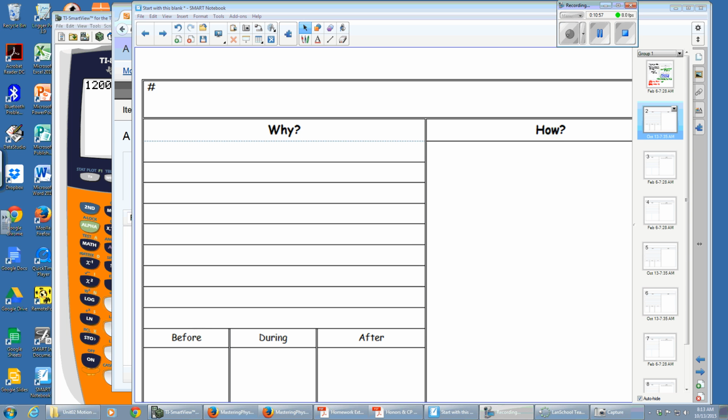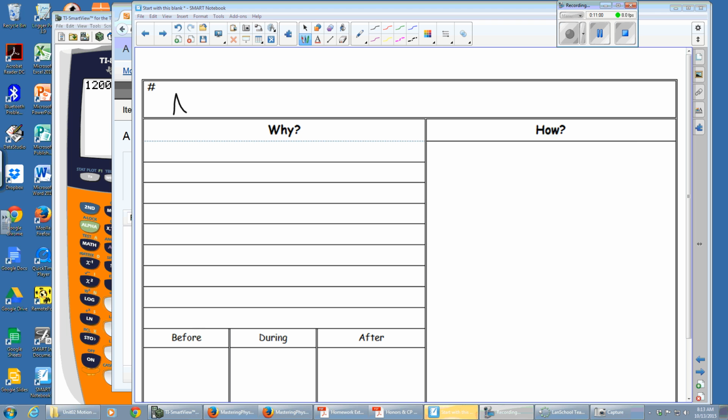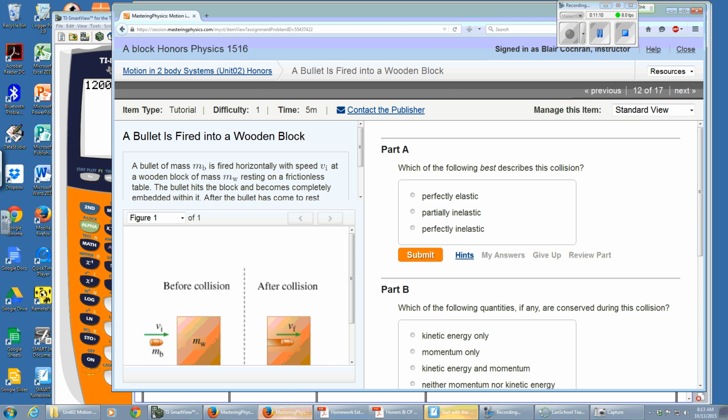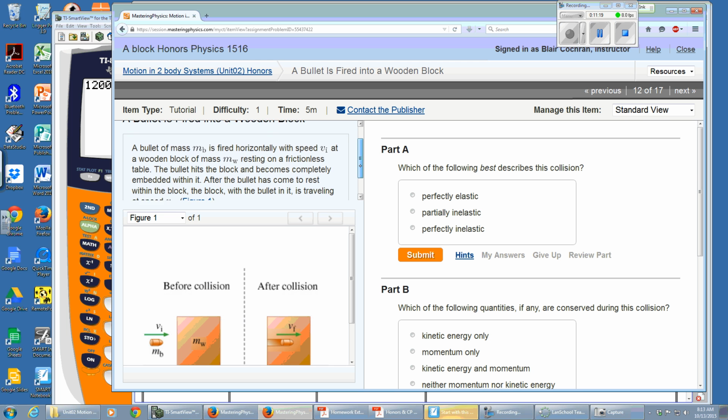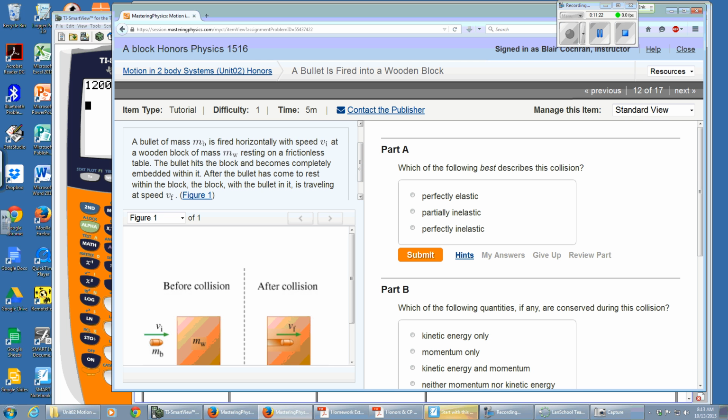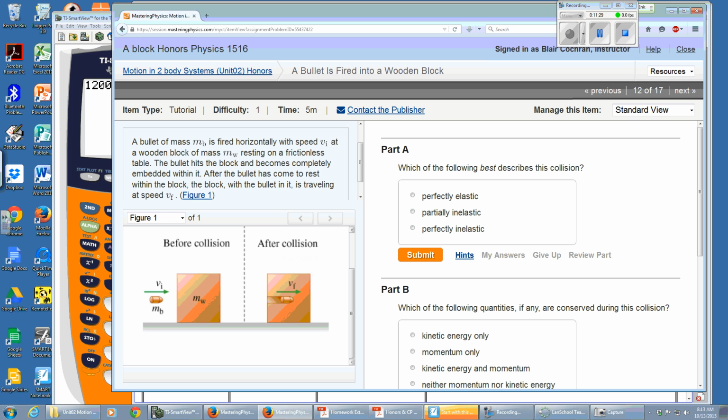Good. All right, so this will be a bullet fired. We have a bullet fired horizontally with this speed into a wooden block. It becomes completely embedded, and after, the block comes to rest. Then the bullet and the block are traveling at speed V final. They haven't really done our diagram for us, because this would be a velocity diagram.